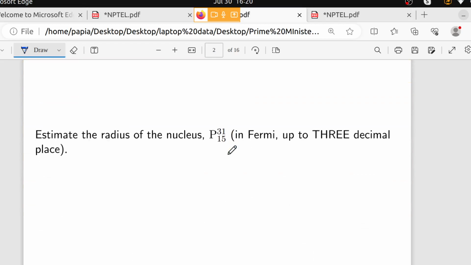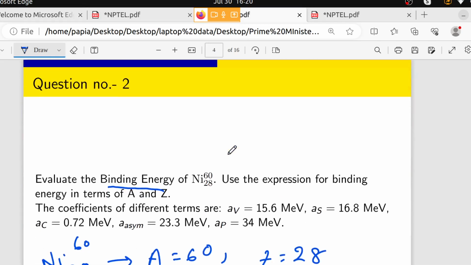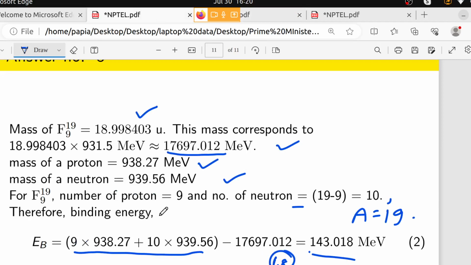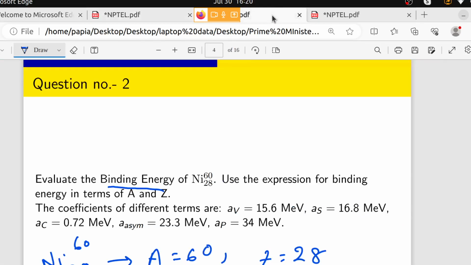Yes, P 15 31. Then this one is the binding energy calculation with the help of the semi-empirical mass formula. The first one was the very simple one, where we just subtract two values, the mass value and the nucleon mass. With the help of that expression we can get the binding energy. Otherwise, the semi-empirical mass formula is also there for calculating binding energy.